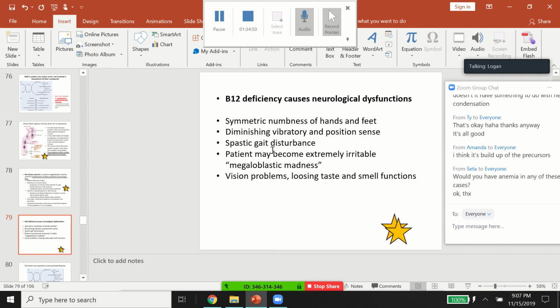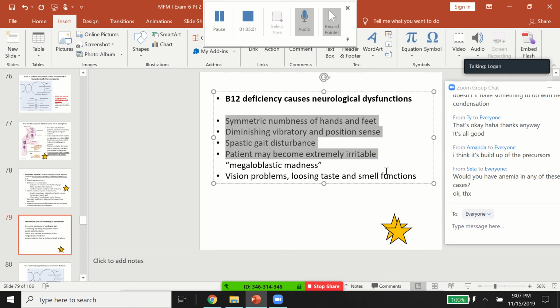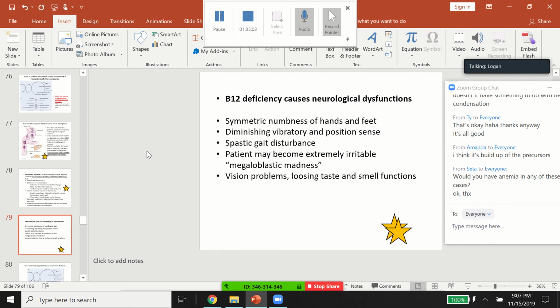B12 deficiency, I would know what B12 deficiency looks like. Make sure that you also get megaloblastic anemia. Make sure you know that it's pernicious anemia. Also, like I just said a second ago, know all these symptoms. They would definitely help you differentiate between the different deficiencies.